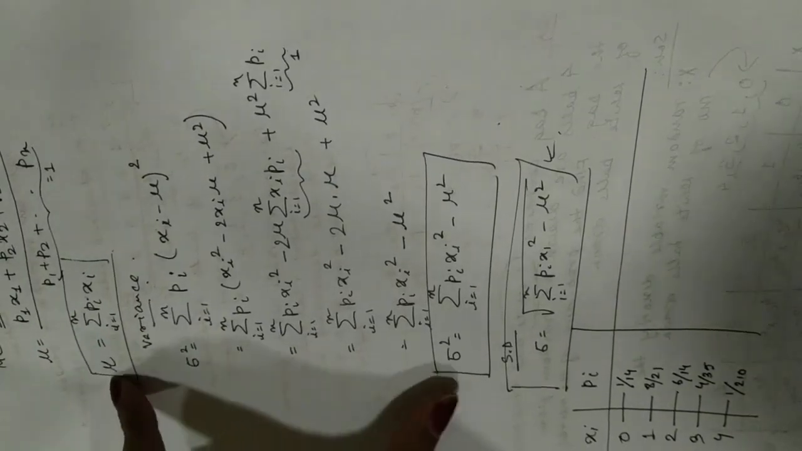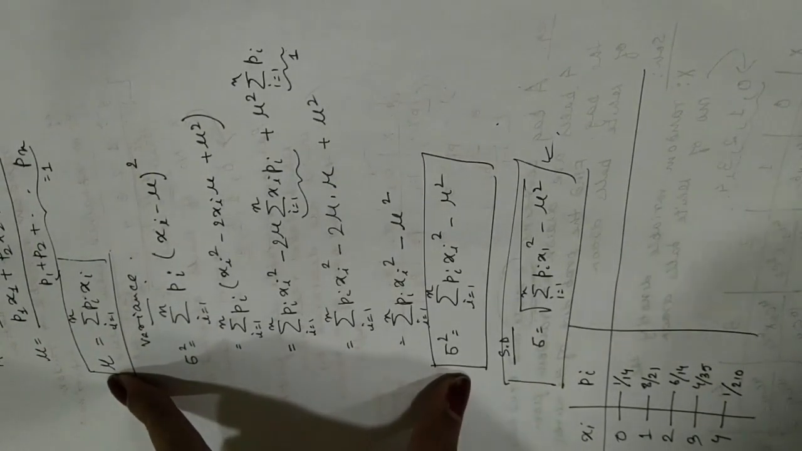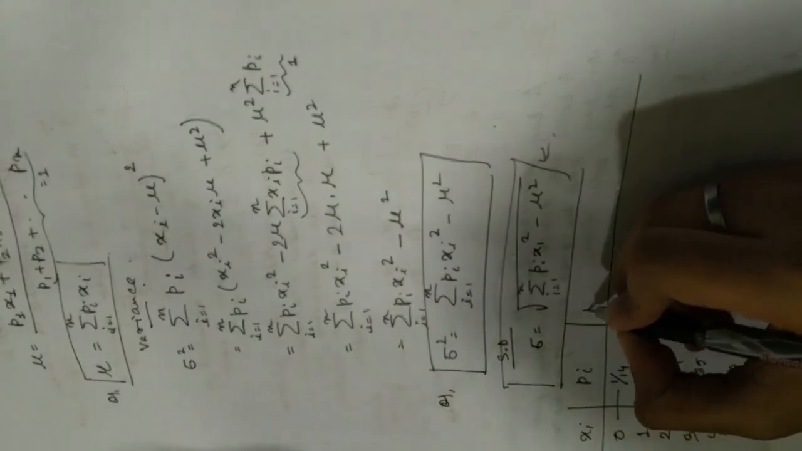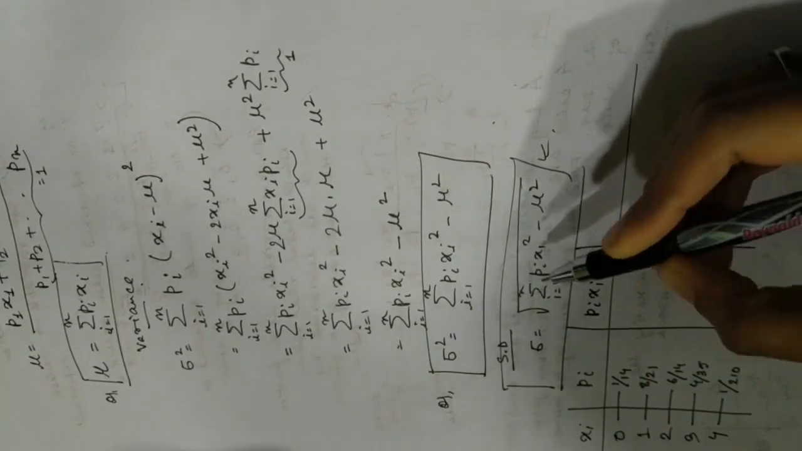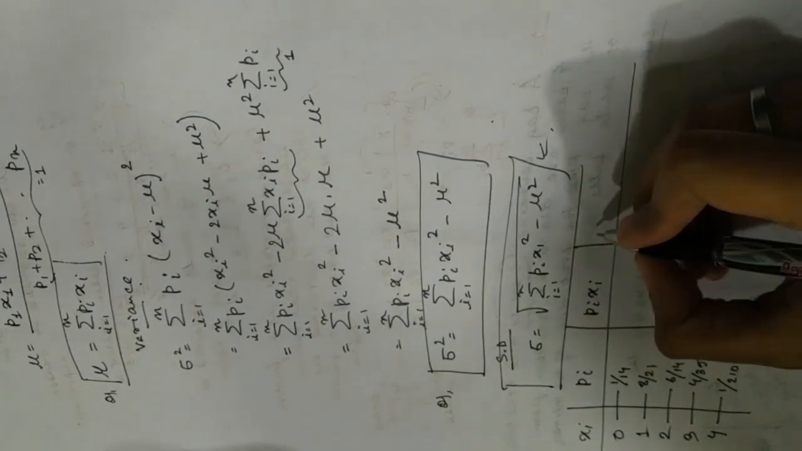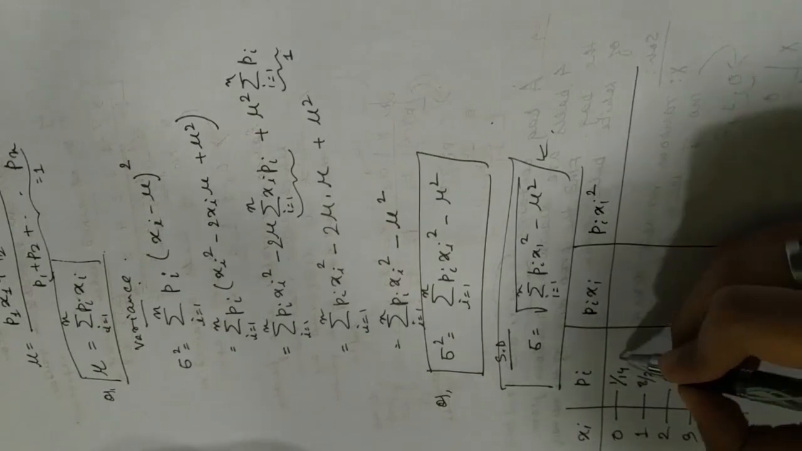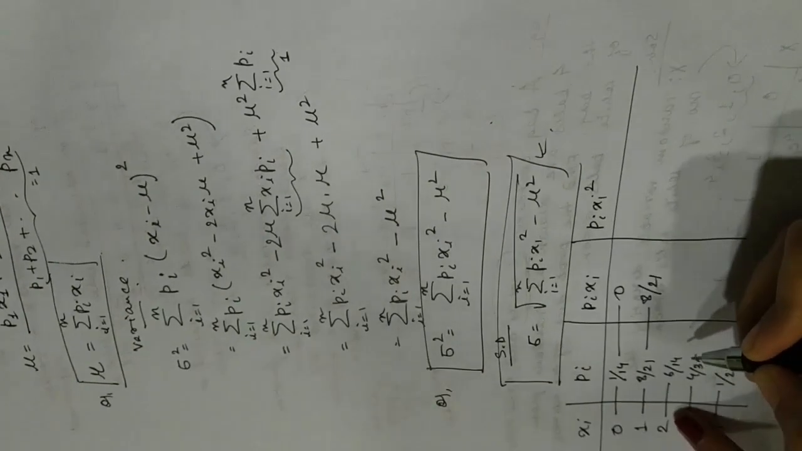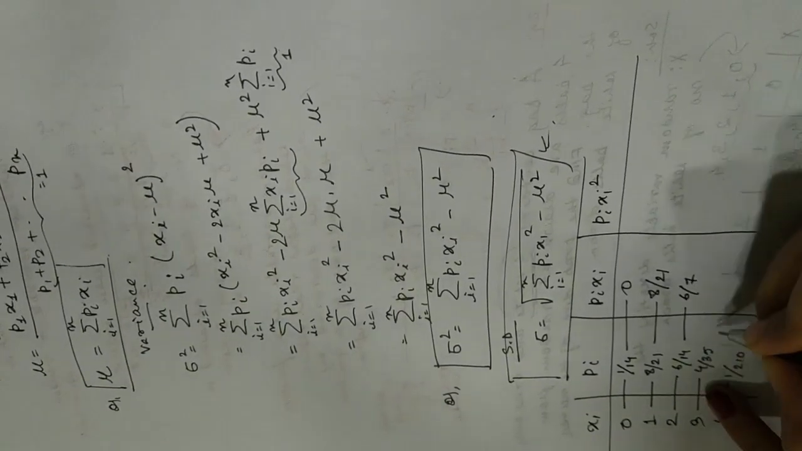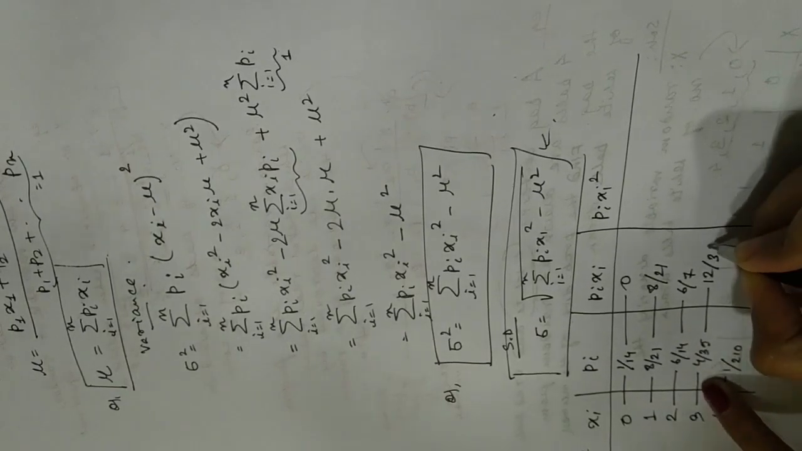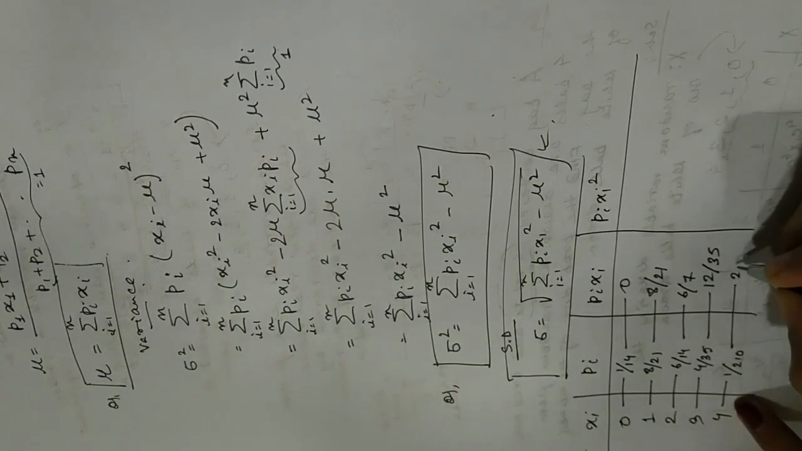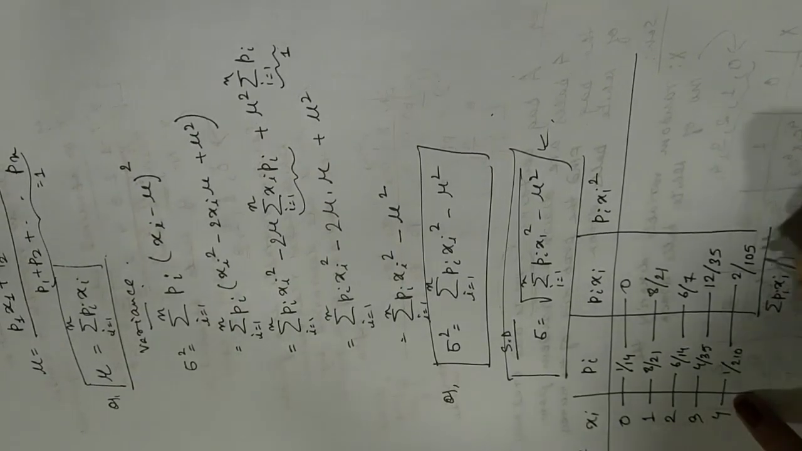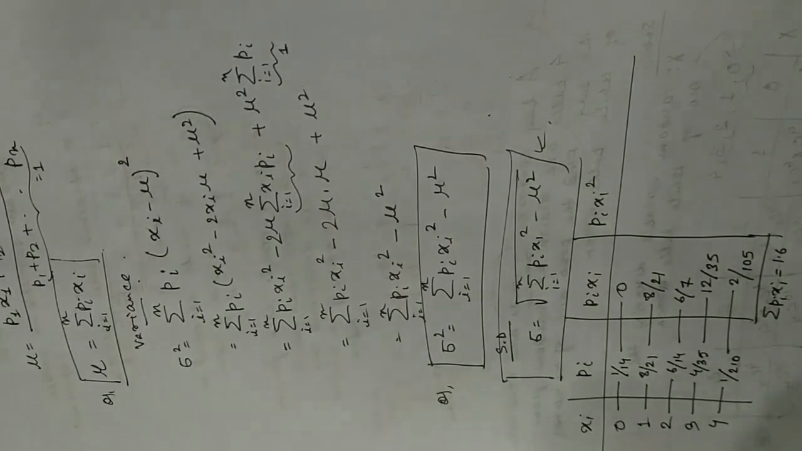So our motto is to find the mean and variance. So we need to find the product of the respective probabilities and the values. So we need to make a column of pi xi, and to find the standard deviation, we need to make a column of pi xi squared. So just multiply these, you will get 0, 8 by 21. Pi xi, this is 6 by 7, this is 12 by 35, this is 2 by 5. So if you add this up, you get summation pi xi equal to 1.6. Okay, please do the calculation by yourself.